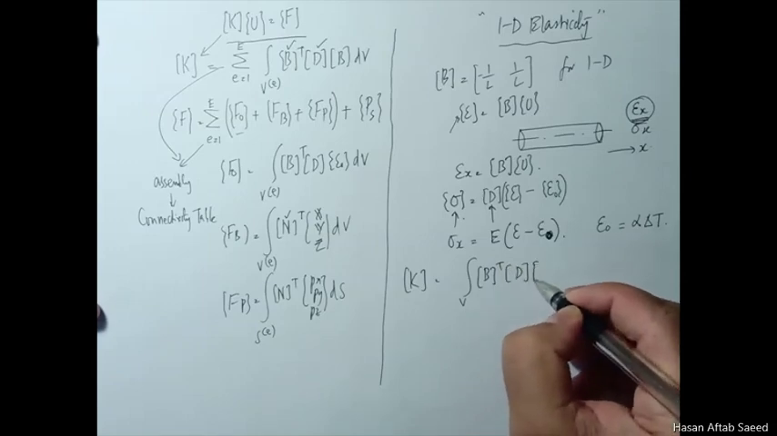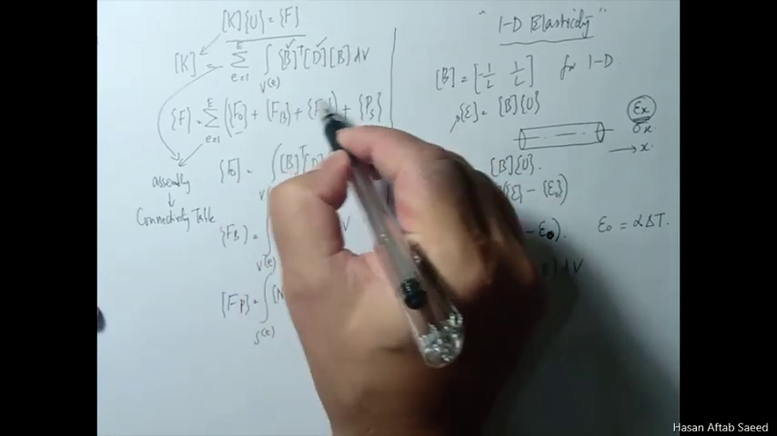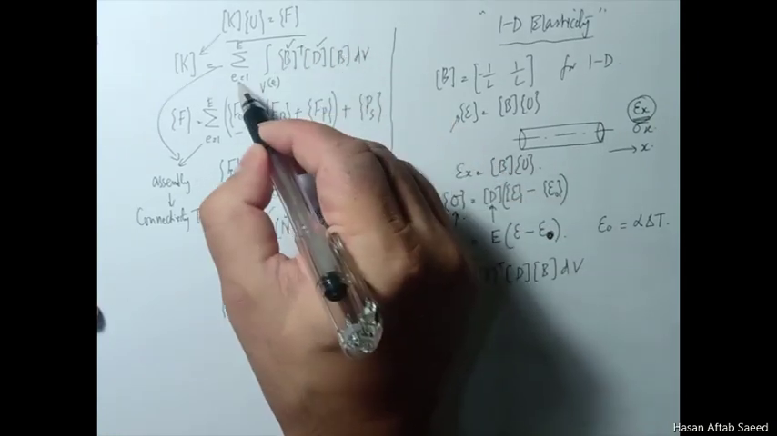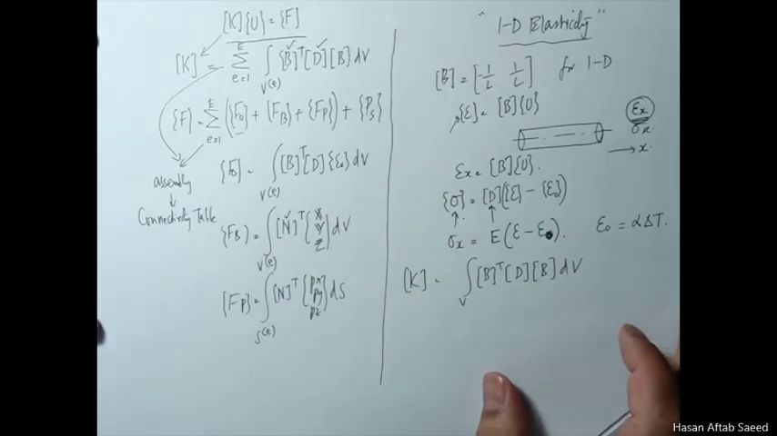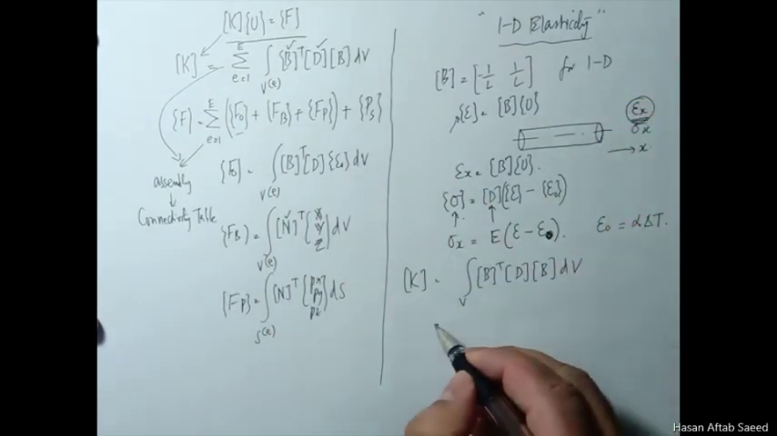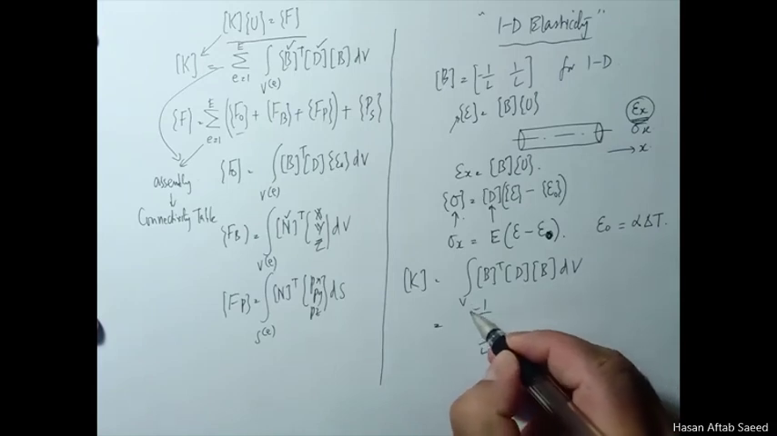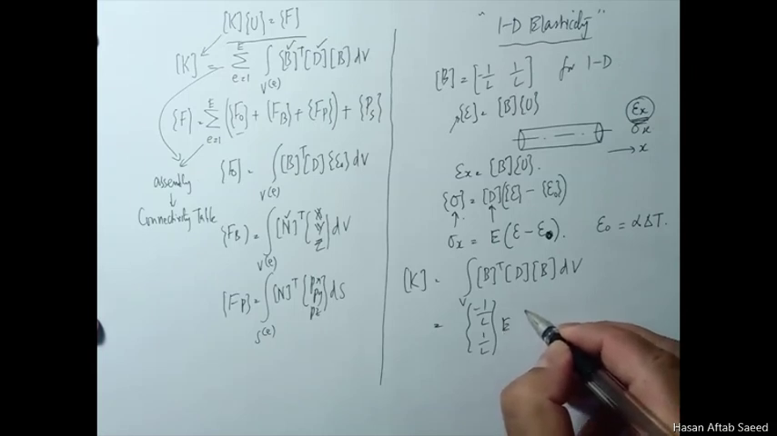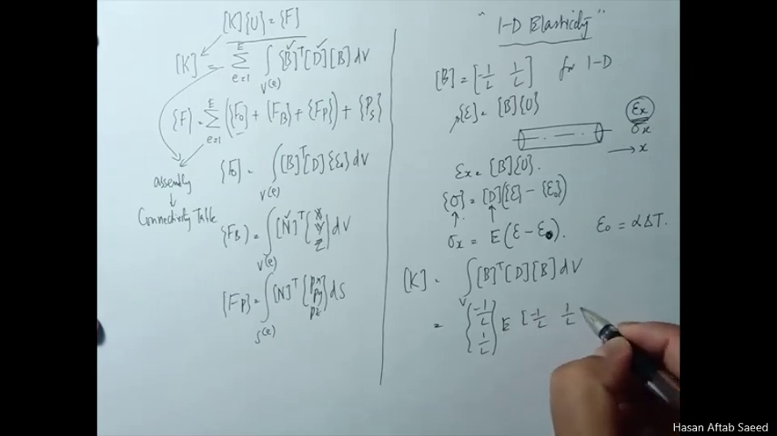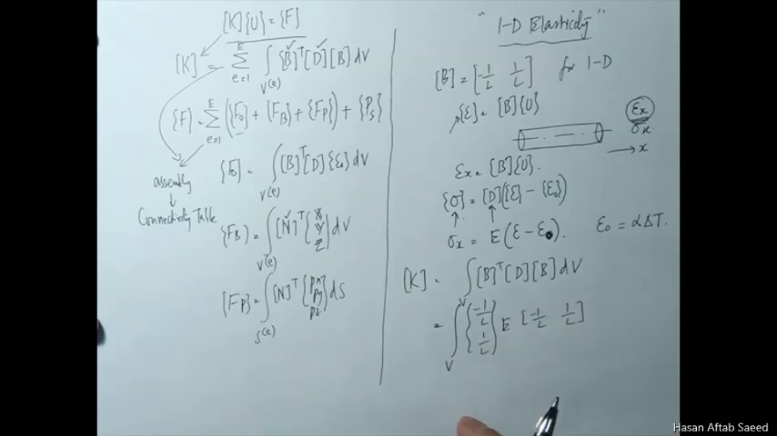I'm going to talk about the elemental integration only, because once this is done, we know it is done by the connectivity table. We don't need any further development for that. So just putting in the values, because it's a transpose, this D is simply E, and this is again.